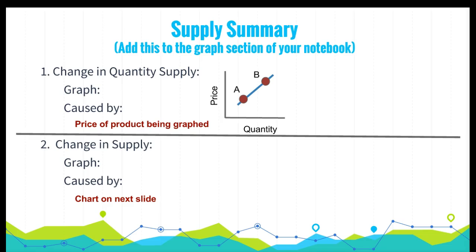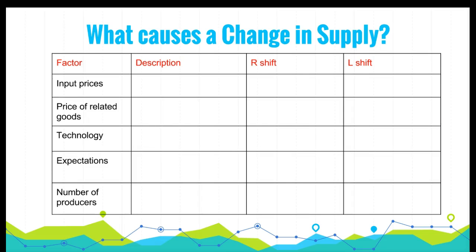For number 2, the way the supply can change is going to be a change in supply. For a change in supply, you should have drawn the right shift, left shift scenario. Now it's caused by the chart on the next slide, which is this. I want you to draw this below that change in supply.